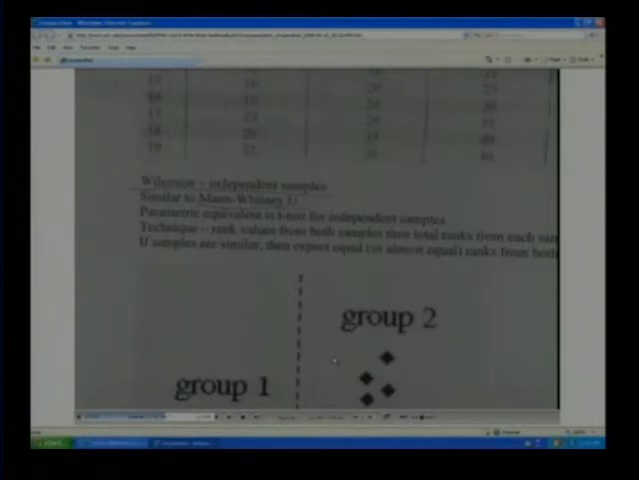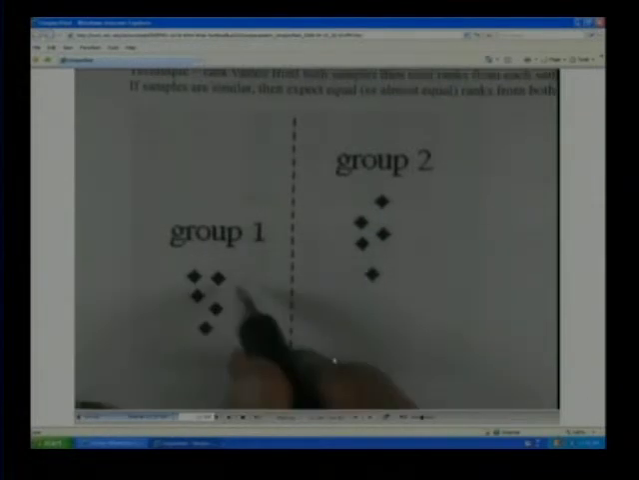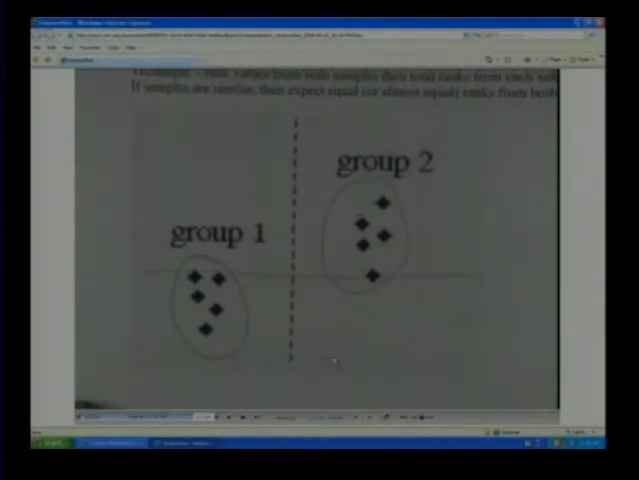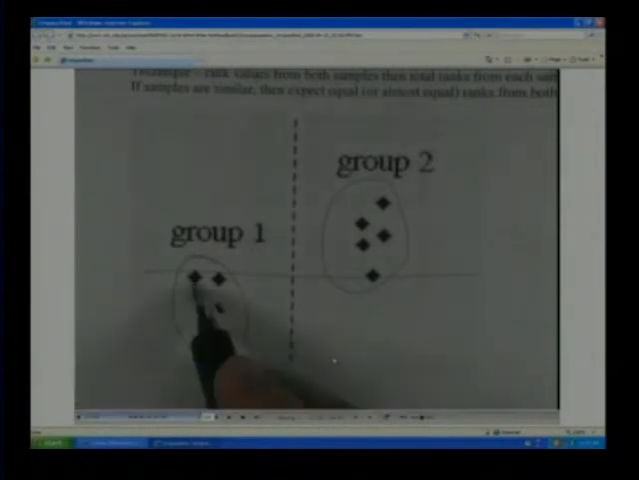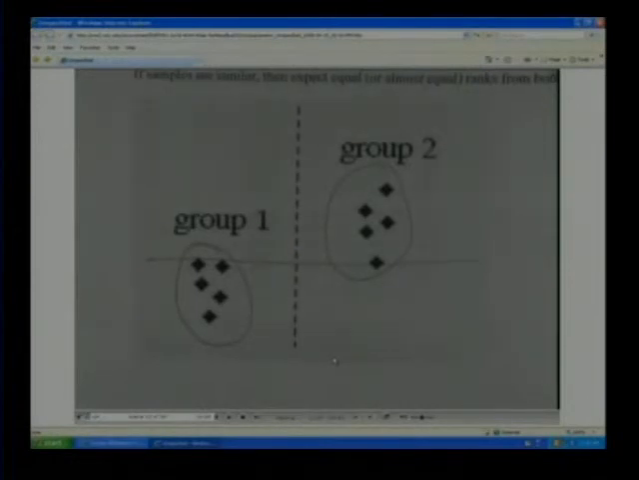Just a little bit of a graphical example here. We have a group 1 and group 2. You can see that these guys are sort of down here and these guys are sort of up here. So you'd sort of expect to see a difference between those two. If we were to rank these, it'd be 1, 2, 3, 4, 5, 6, 7, 8, 9, 10. And so you'd have the higher ranks in this group and lower ranks in this group.